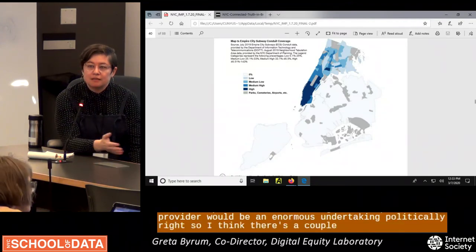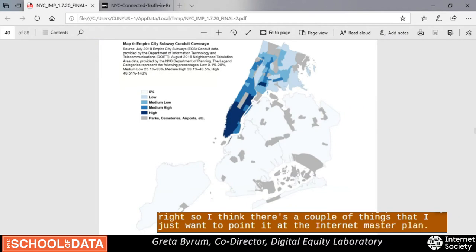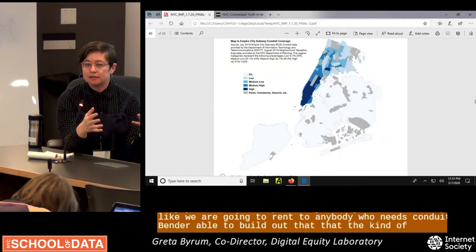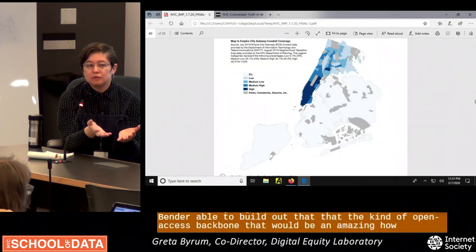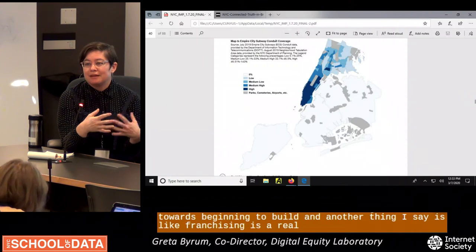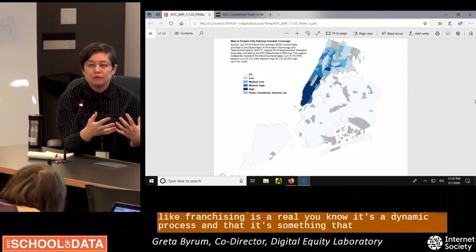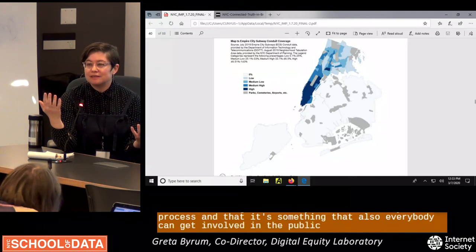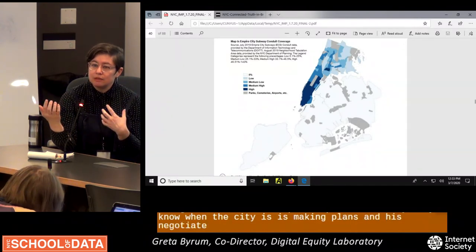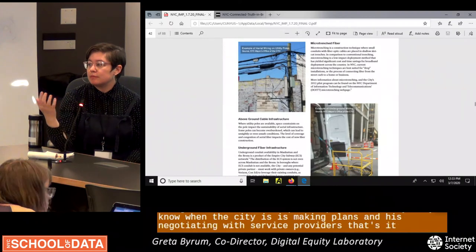I think there's a couple of things I want to point to. The Internet Master Plan does include an open access target. If the city, like Empire City Subway, was able to say we are going to rent to anybody who needs conduit, and they're able to build out that kind of open access backbone, that would be an amazing contribution towards beginning to build equity. The other thing I would say is that franchising is a dynamic process, and everybody can get involved in the public process when the city is making plans and negotiating with service providers.